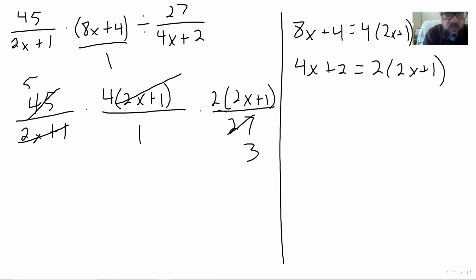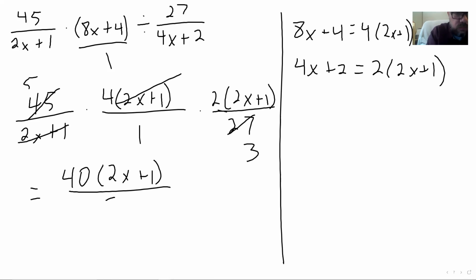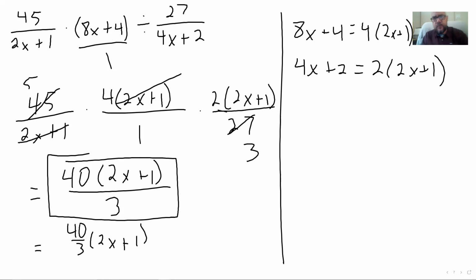Okay, so we have a 10 on top. No, we have 40 on top. Is that right? Yeah, okay. 40 on top with a 2x plus 1, all over 3. I'm done. You could also rewrite this, by the way, and I bet your book probably does. I think I'd probably just leave it like this, though. That's it. That's how you do these.